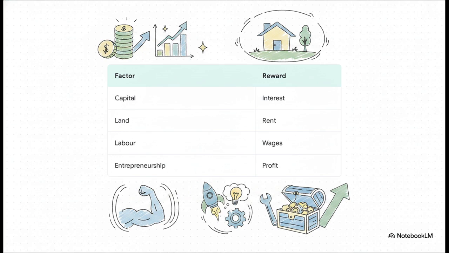If you provide capital, you earn interest. If you provide natural resources or land, you earn rent. If you provide your human effort, your labor, you earn wages. And finally, if you provide entrepreneurship, you earn profit. Basically, all the revenue generated in an economy gets sliced up into these 4 specific categories.